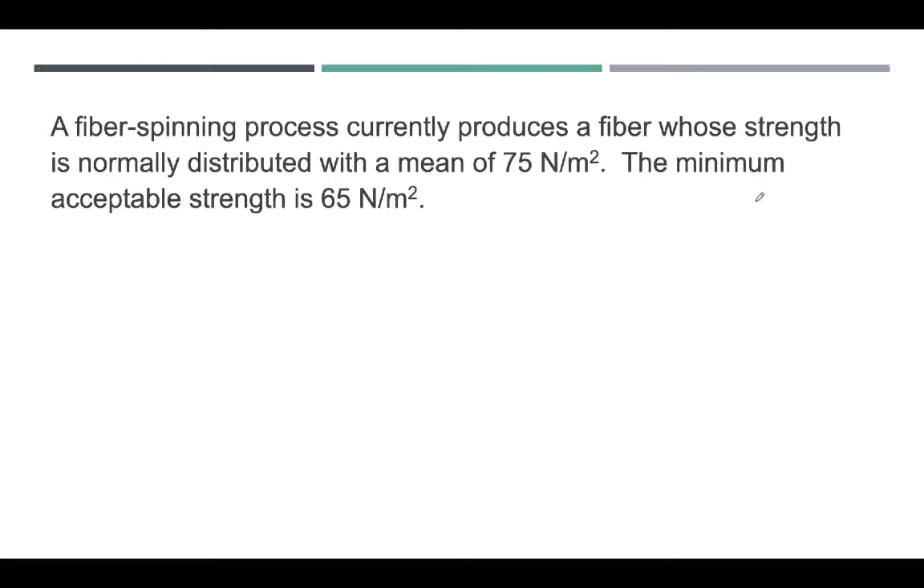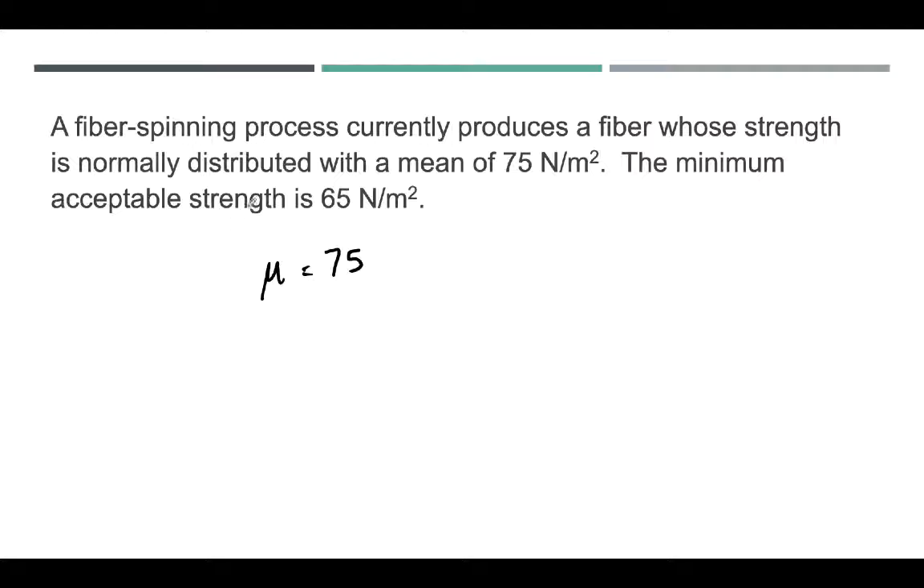New problems, new perspectives. Okay, so a fiber spinning process currently produces a fiber whose strength is normally distributed, and the mean is 75 newtons per meter squared. You don't really need to know what that means. We just know that the mean is 75.